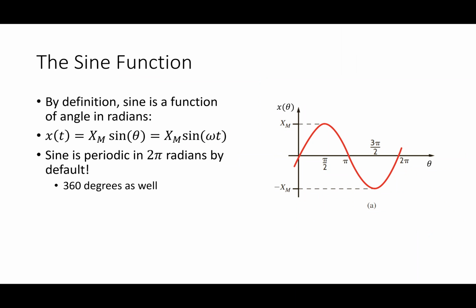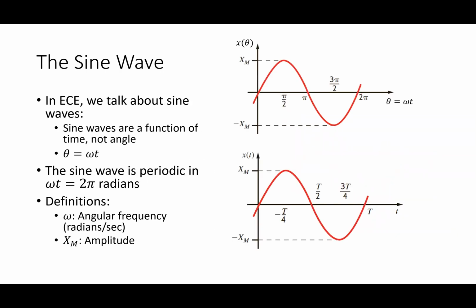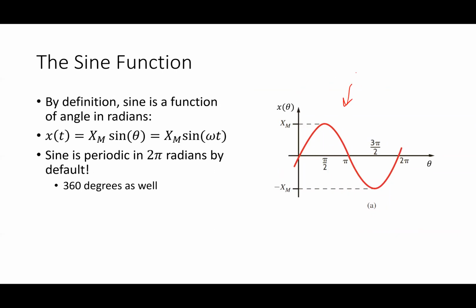Which is the sine function. I've got sine drawn there on the screen. Sine, by its very definition, is periodic in 2 pi radians. In other words, if I look at the function sine of theta, this is sine of theta. It's periodic in 2 pi radians, which means after 2 pi radians, it repeats.